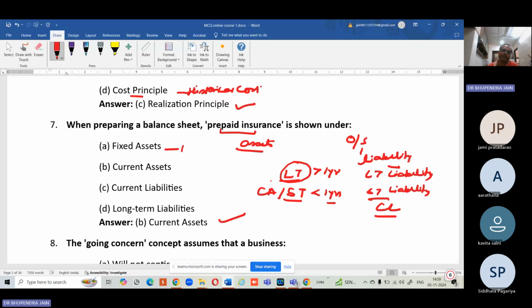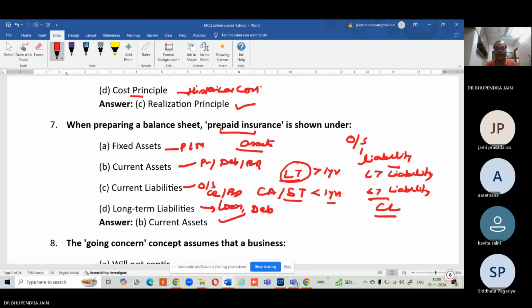Fixed assets means plant, machinery. Current liability means outstanding expenses, creditors. Current assets means prepaid expenses, debtors, bills receivable, or bills payable. And long-term liability means the duration of the loan is more than 1 year. This is the loan for a longer duration period, debentures, all are long-term liabilities. Next.